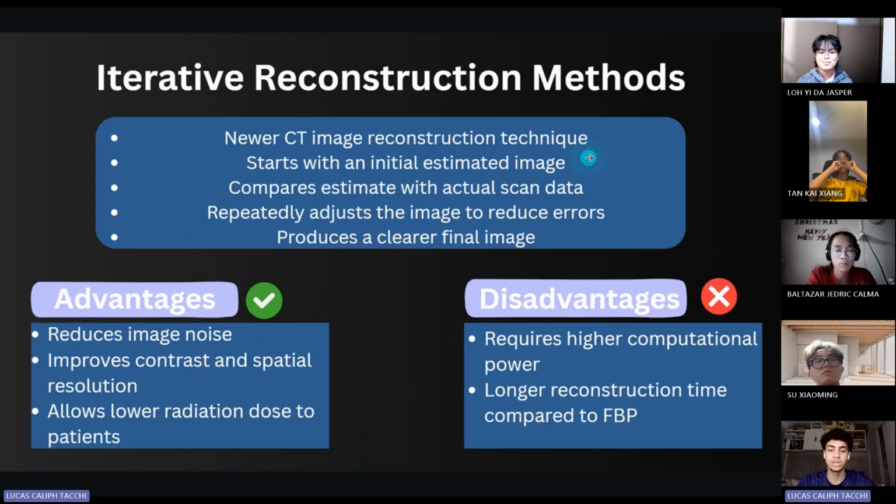More advanced systems use iterative reconstruction methods. This method repeatedly refines an estimated image by comparing it with the actual scan data. It reduces noise, improves image quality, and allows lower radiation doses, making it ideal for low-dose CT imaging.